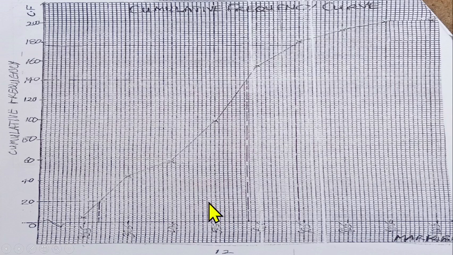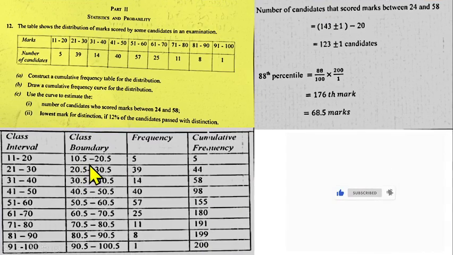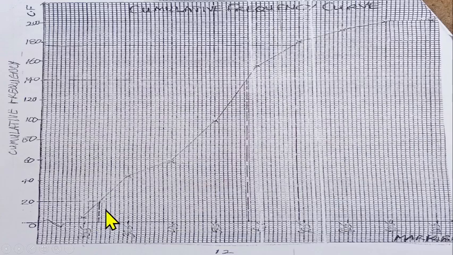Then from there, because the graph is not starting from the origin, you can put a jagged line here, so that will show that you are not starting from 0. Then from the first one, if you go back, when our upper class boundary is 20.5, cumulative frequency is 5. So if you plot that, we have that here. The first point is here.